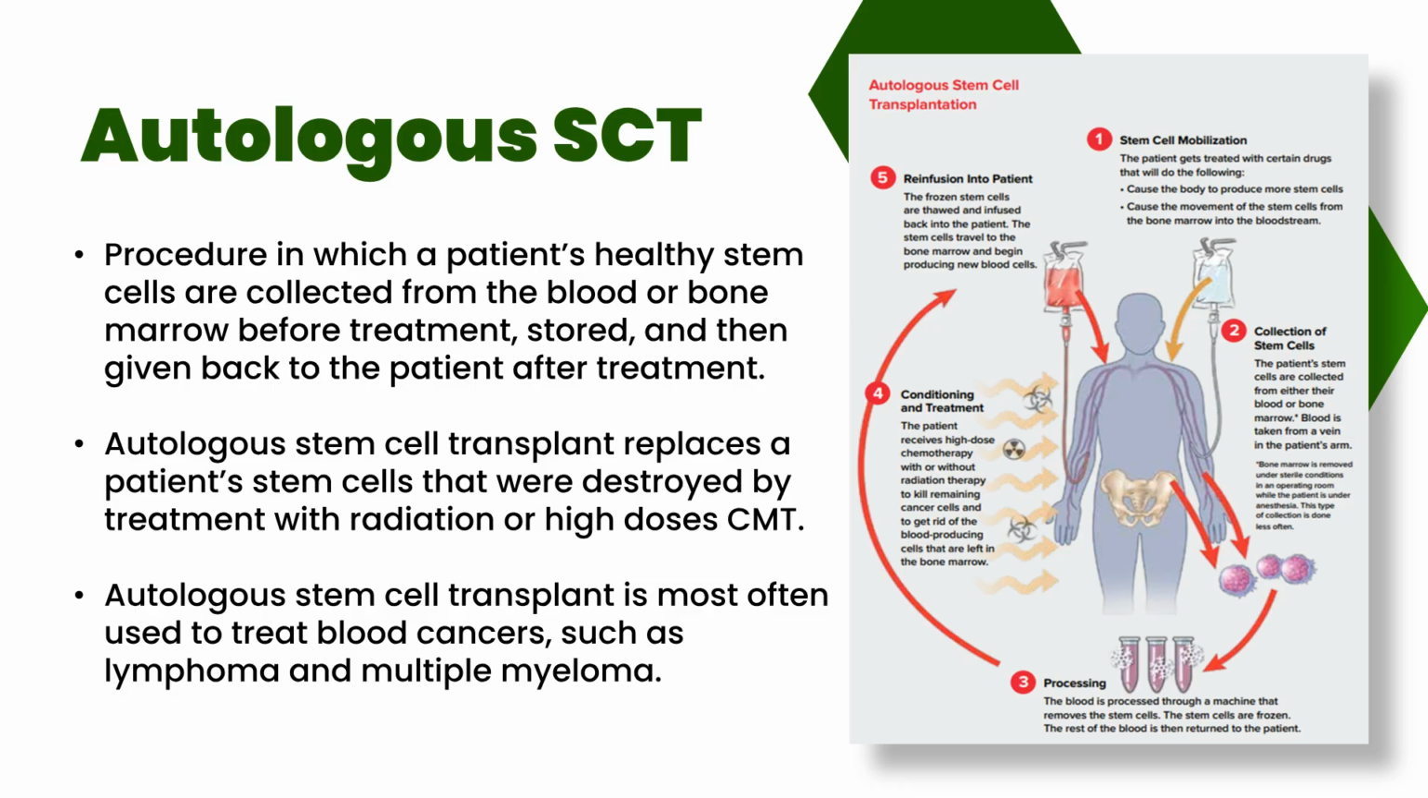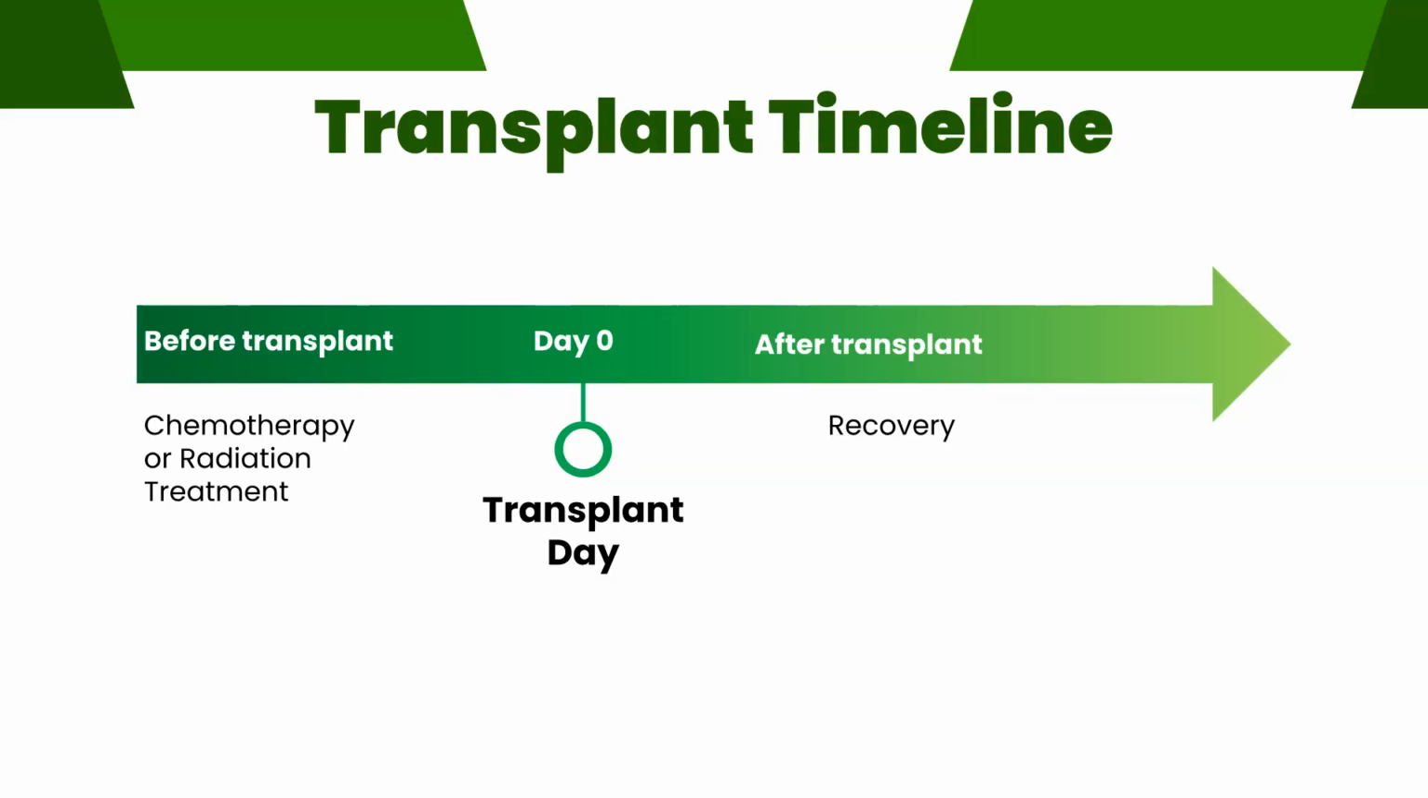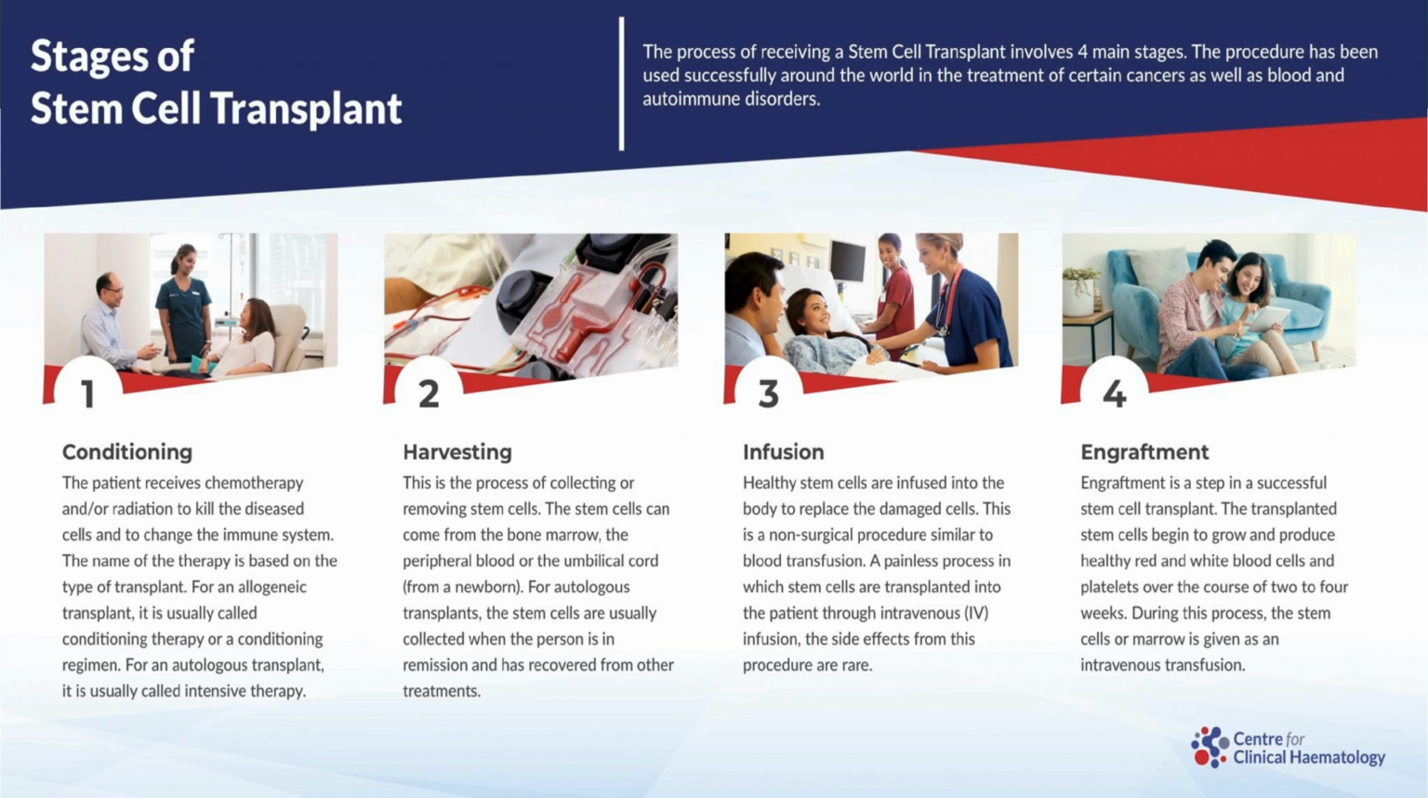Autologous SCT is a procedure where a patient's healthy stem cells are collected, stored, and then given back after high-dose treatment. It is commonly used for blood cancers, like lymphoma and multiple myeloma. The transplant timeline includes chemotherapy or radiation treatment before transplant, the transplant day, and the recovery period after transplant. The stages of stem cell transplant include conditioning, harvesting, infusion, and engraftment. These procedures are used to treat certain cancers and autoimmune disorders.